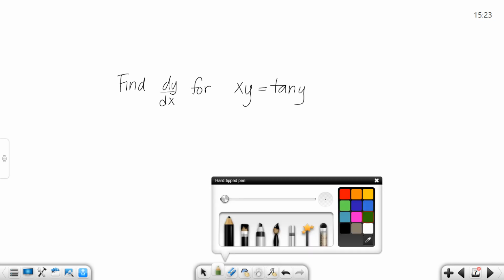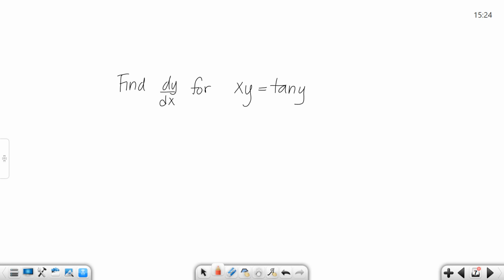We had to throw some trig in there. So here we go. The first thing I need to do is take the derivative with respect to x of xy. Well, going to the side, this is two separate functions, so you have to use the product rule. So my first function is x, my second function is y.